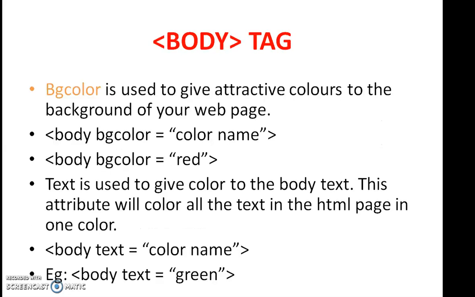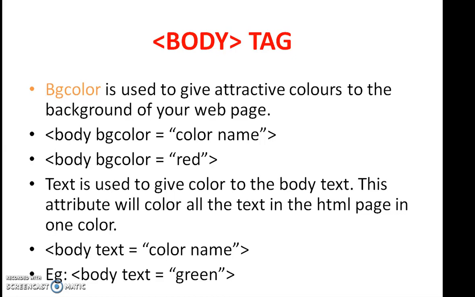Then next one is BG color. This is everything under the body tag. BG color is used to give attractive colors to the background of your web page. To insert a background color, you can use the BG color attribute. The syntax is body bgcolor equal to color name. For example, body bgcolor equal to red. That means this red color will be applied to the web page. Then text is used to give color to the body text.